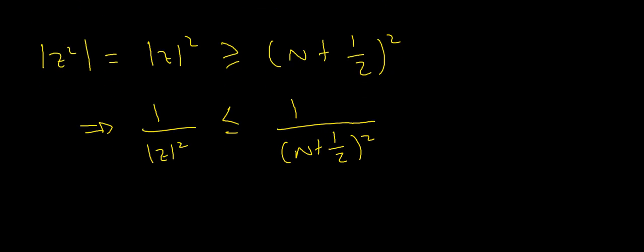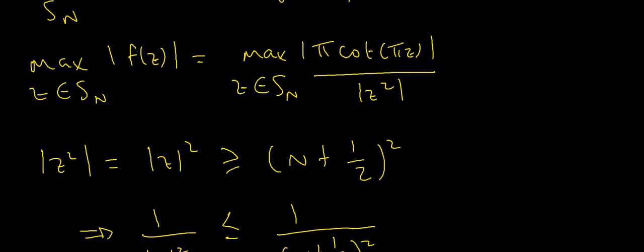Okay, and by the way, I can do this because mod z is never equal to 0, and neither is this either, because n is an integer, and so the only way I could get 0 is if n were equal to minus a half, and that is impossible. Okay, so what can I do now?